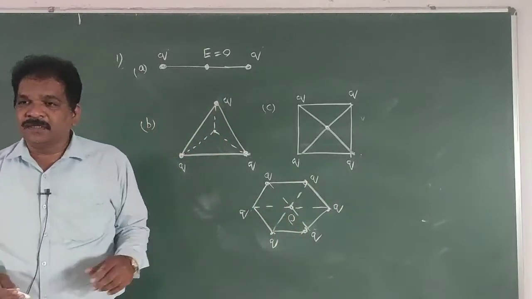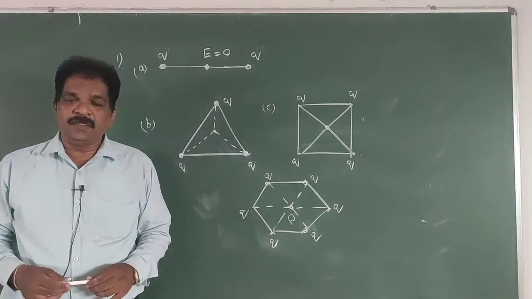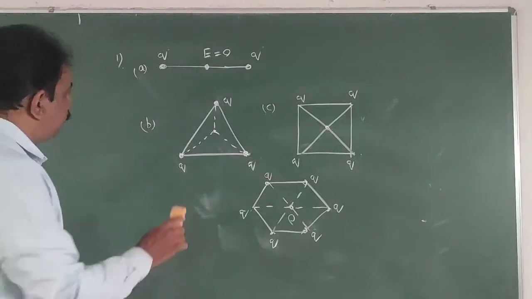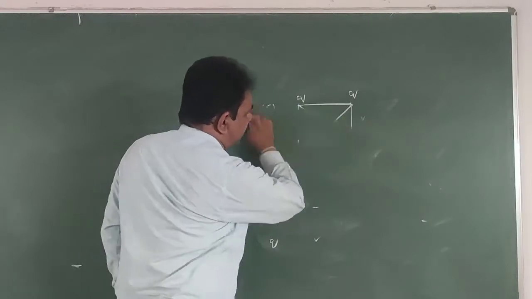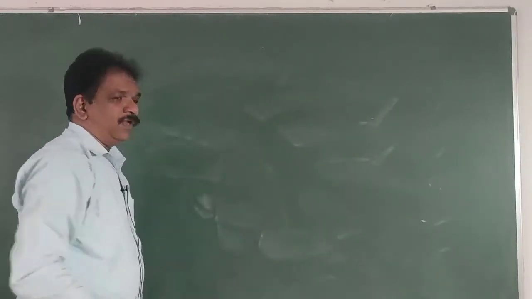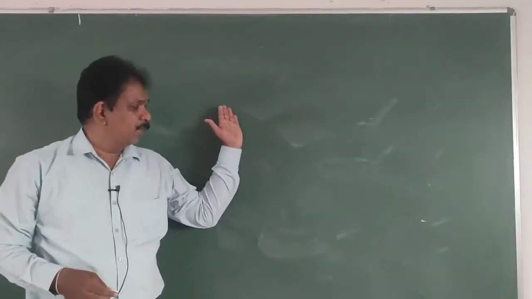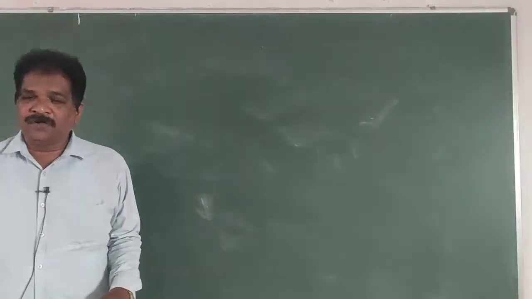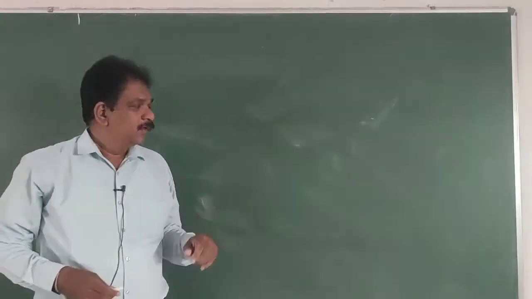So like this, in different cases where the net electric field will be equal to 0, questions will be there. And some questions will be there on the neutral points. Neutral points means what? Means net field intensity is 0. Those points are called the neutral points. Here identical charges are there, then neutral points are at the midpoint, point of intersection of diagonals, like that. Clear?